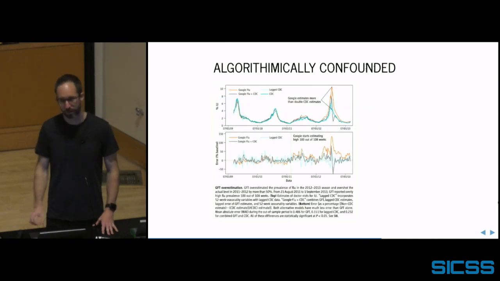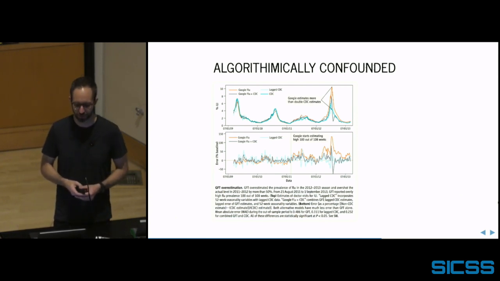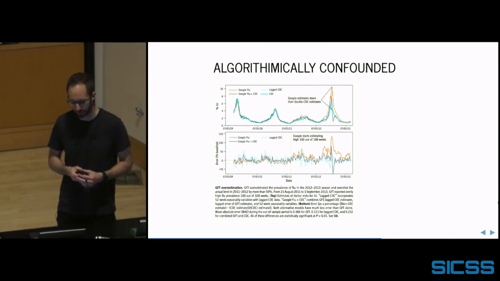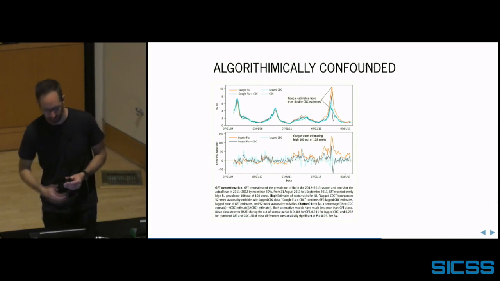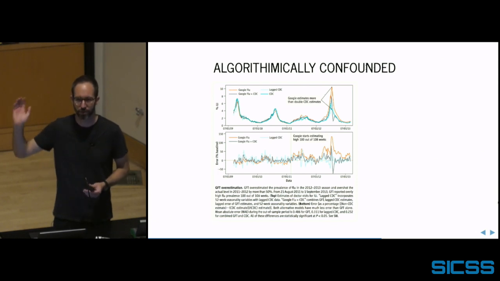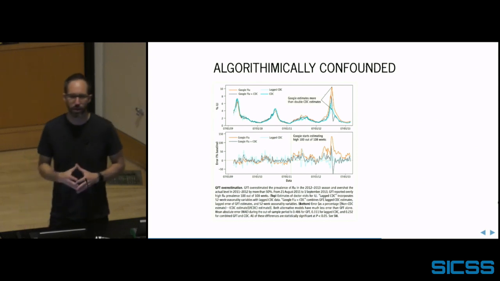Another particularly vexing issue, and for me maybe the most vexing issue about working with digital trace data, is that they can be algorithmically confounded. So this is a nice paper by David Lazer, Gary King, and a co-author called The Parable of Google Flu. Show of hands, who's seen Google Flu, heard about Google Flu? So most people, not everyone, have heard of Google Flu.